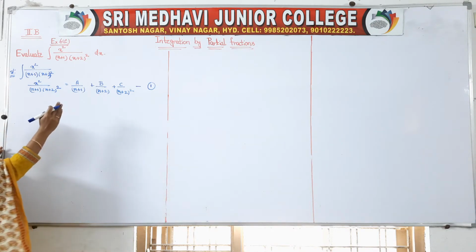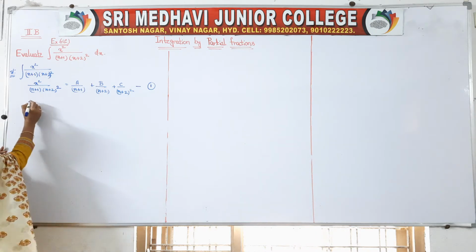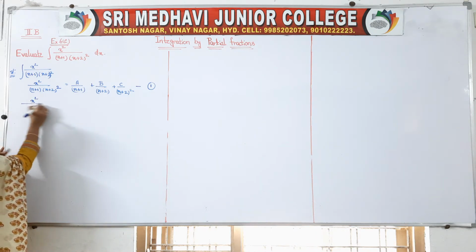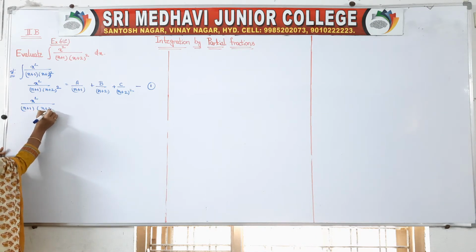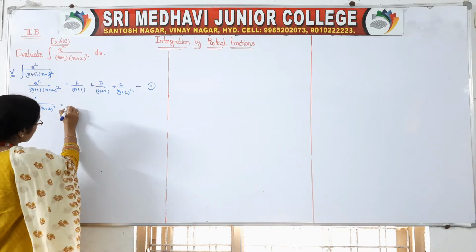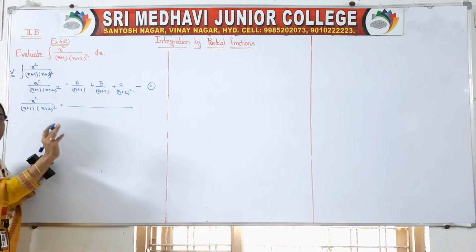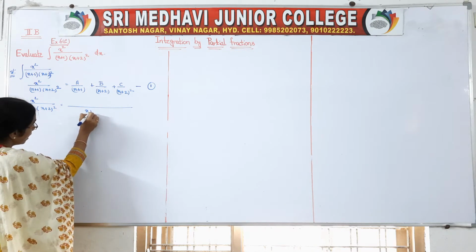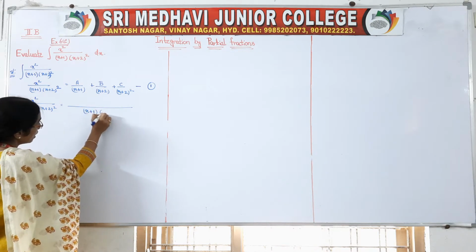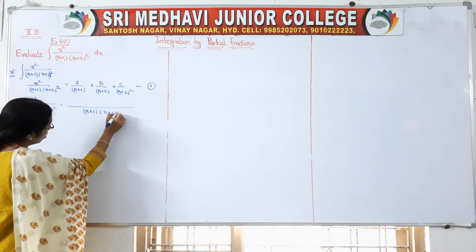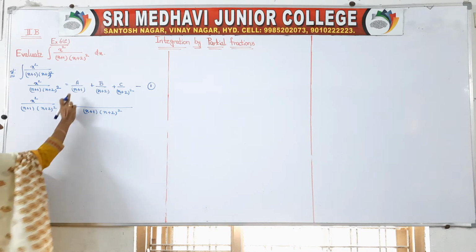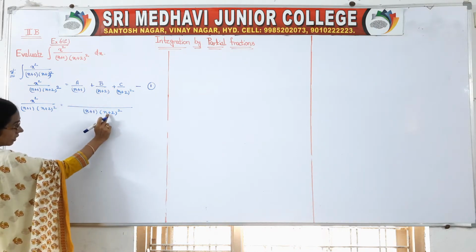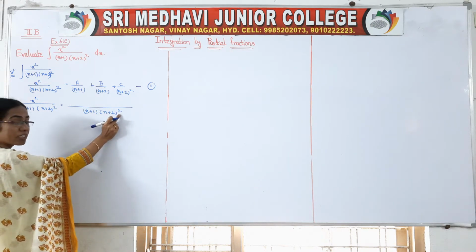Okay, so how will we get the A, B, C values here? x square by (x plus 1) into (x plus 2) whole square is equal to, taking the LCM. So what will be the LCM? (x plus 1) and (x plus 2) whole square will be the LCM. And here x plus 1 is there, in the LCM (x plus 2) whole square is also there.